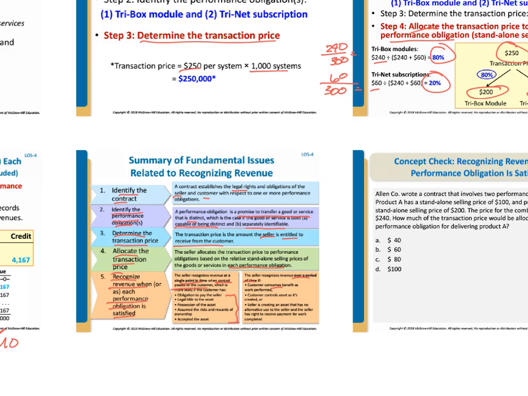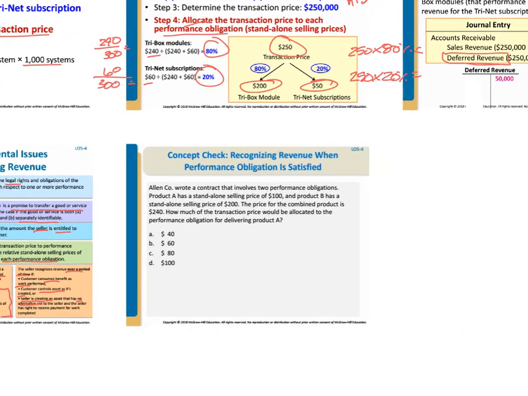The customer consumes the benefit as work is performed, the customer controls the asset as it's created, or the seller is creating the asset and has no alternative use for it. Let's finish off with a quick multiple choice question. Go ahead and pause this, and then we'll come back together and try it.